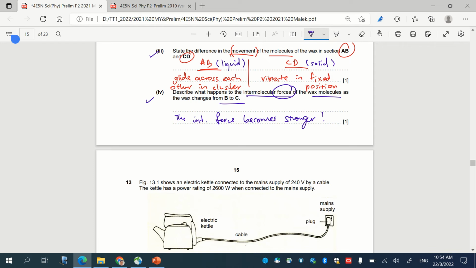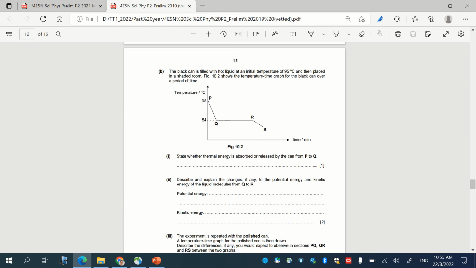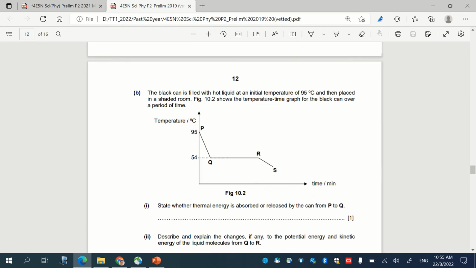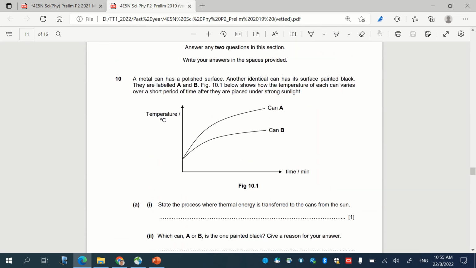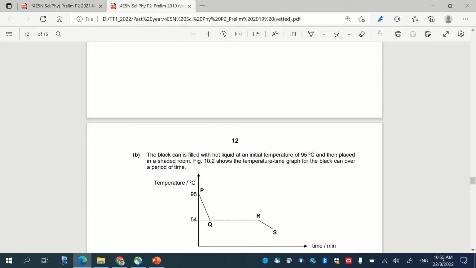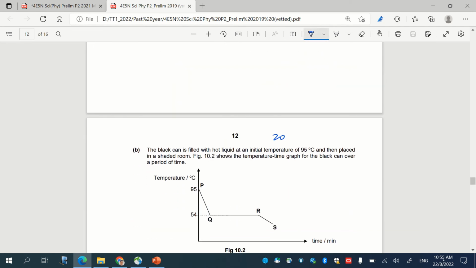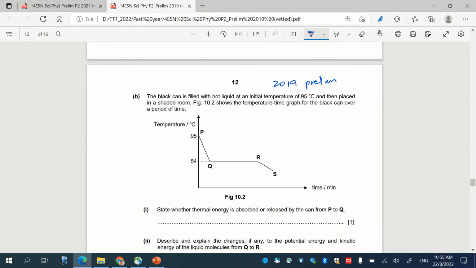Just try one more of such questions in the 2019 prelim. Allow me to share this with you. In the 2019 prelim, I see this question 10B. Again, it is about a cooling curve, a cooling graph. Cooling because the temperature dropped. It's about a black can being filled with hot liquid at an initial 95 degrees Celsius.